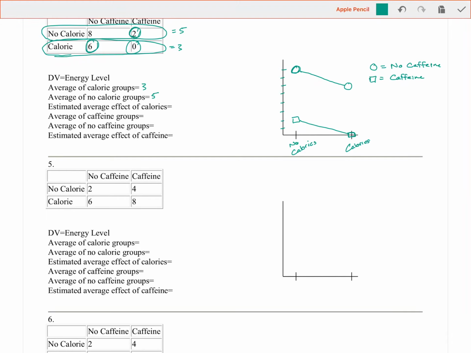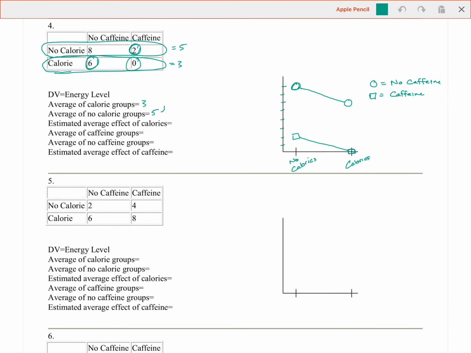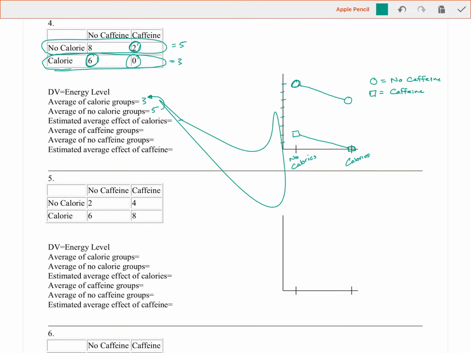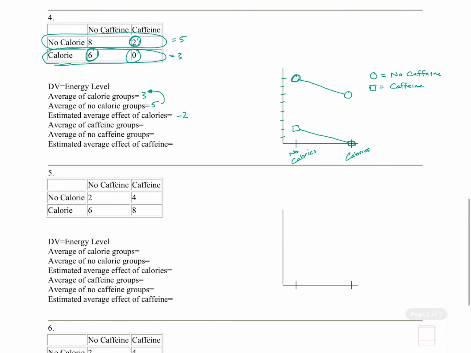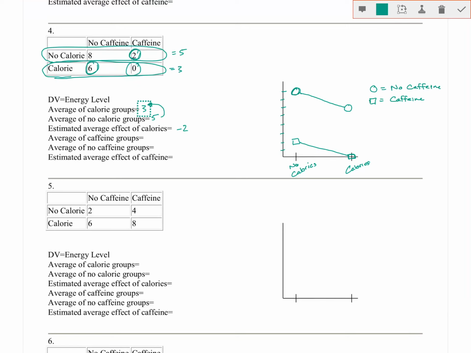Now, what is the estimated average effect of calories? What we want to do is think about what happens when we add calories. What happens when we go from a no calorie to a calorie group? And what we find is the estimated average effect of calories is -2. When we go from no calories up to the calories, we find that our energy decreases by 2. I'll just show this to you really quickly.